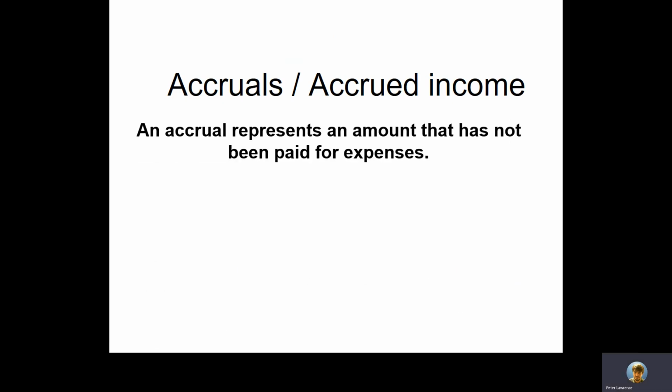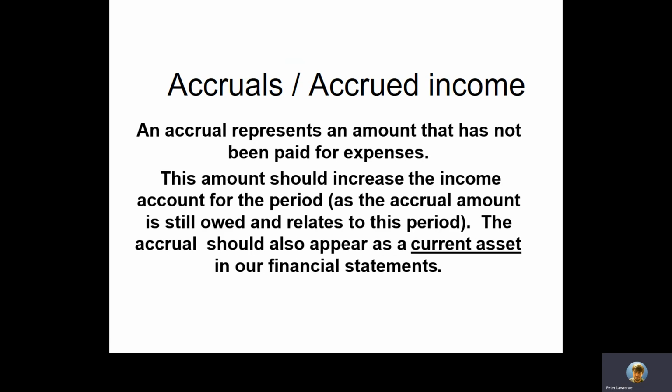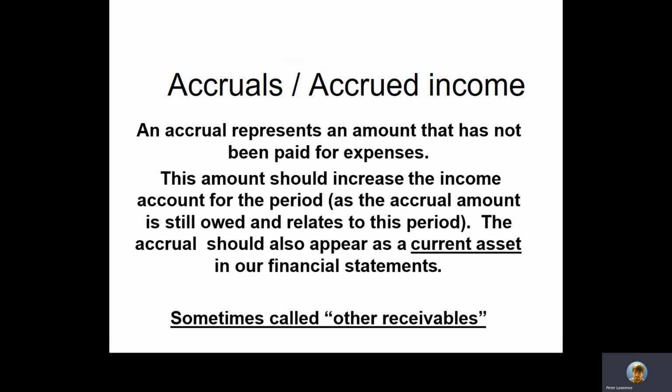We also have accrued income. So that is an amount of income that's not yet been paid for, but has been used. It'll increase the account, and this time it will create a current asset in our financial statements. Again, this time it is called an other receivable because we are owed money for a product or service that's not our regular stock.